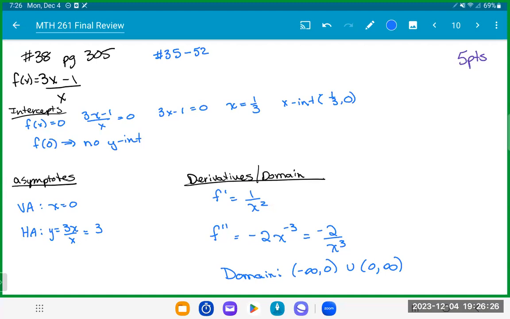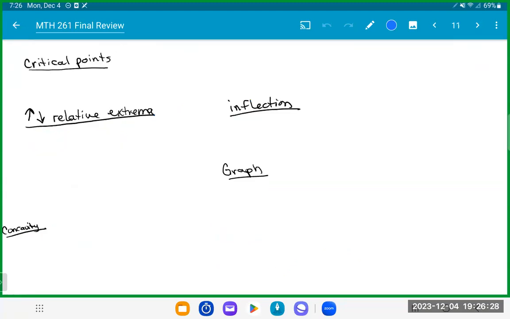Okay. So moving forward, we have some other parts that we need to do, the critical points. So what are our critical points for this? This is where our f prime of x is equal to 0. Since we have no solution, there are no critical points.